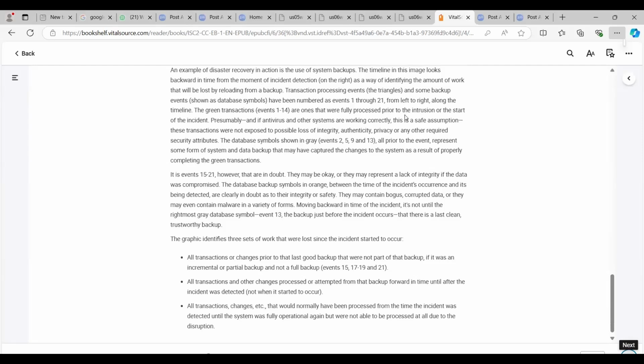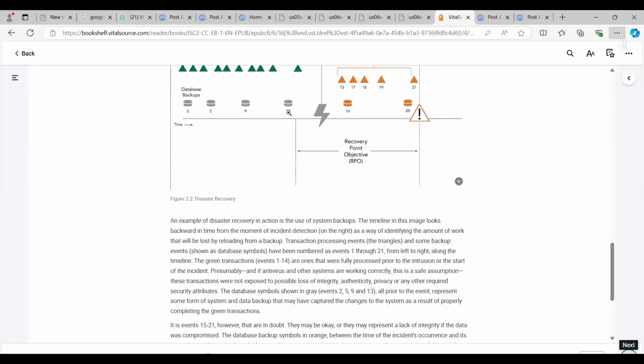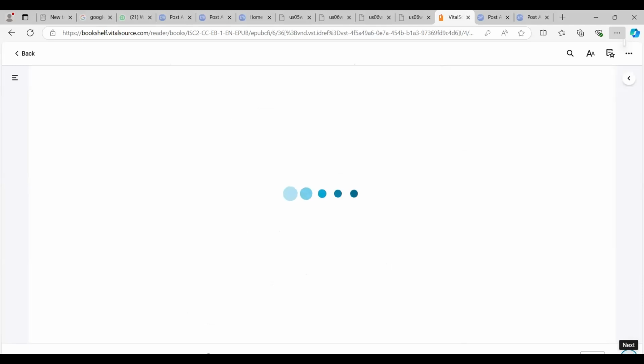Second, all transactions and other changes processed or attempted from that backup forward in time until after the incident was detected, not when it starts to occur. Then all transactions, changes, etc., that would normally have been processed from the time the incident was detected until the system was fully operational again, but were not able to be processed at all due to the disruptions. So, like you said, they will still take the backup from this 13 when they are trying to restore their system, because that's the safest backup in the company.